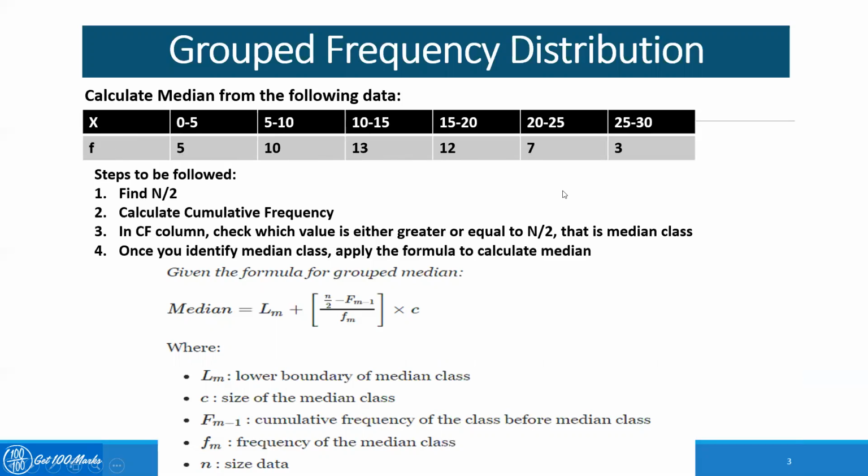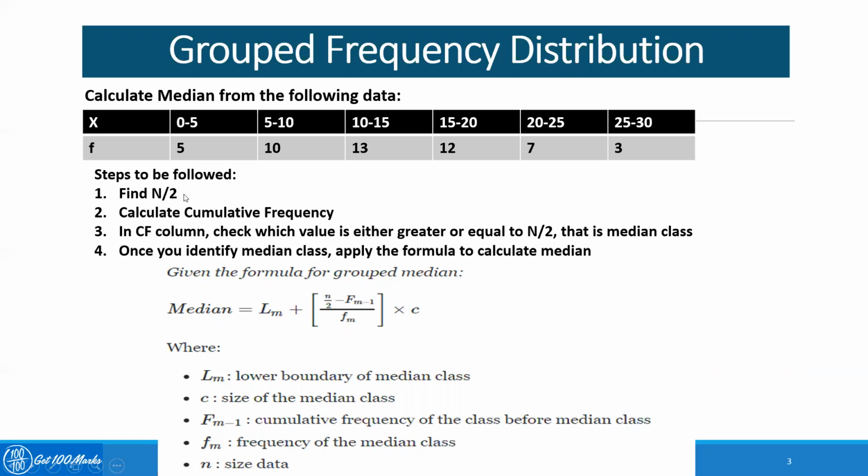We have to calculate the median. Now again, let's see what are the steps to be followed. Please remember here, instead of n plus 1 by 2, we have to use n by 2. I repeat, for the first case where single observation or for the second case where ungrouped frequency distribution, we always have to use n plus 1 by 2. But in this particular group frequency distribution, we have to use n by 2.